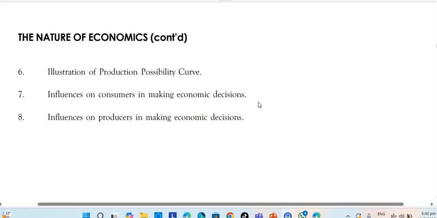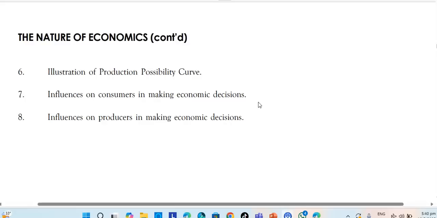A person with a high income may choose to buy a GLE BMW car than, what's the name of the car? Than a Honda, just to say. All right. So the amount of money a person earns affects what they can afford.